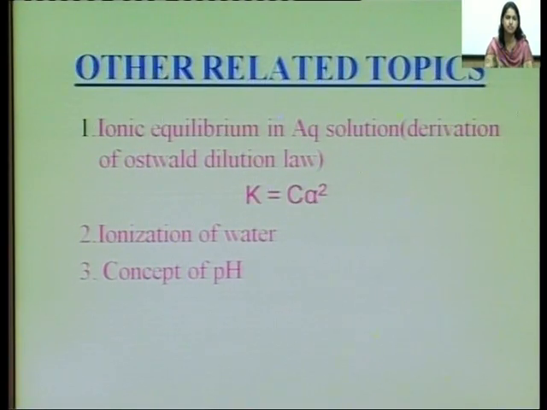Next are other related topics. After discussing the equilibrium, the types of electrolytes, what is degree of ionization, what is Arrhenius theory and what are the factors influencing the degree of ionization, I am going to discuss ionic equilibrium in aqueous solution, that is derivation of Ostwald dilution law. K is equal to C alpha square, which is the mathematical representation of Ostwald dilution law. In the next slide, I am going to derive this relationship.